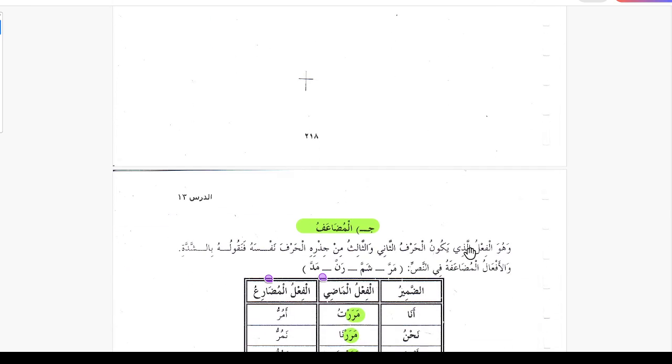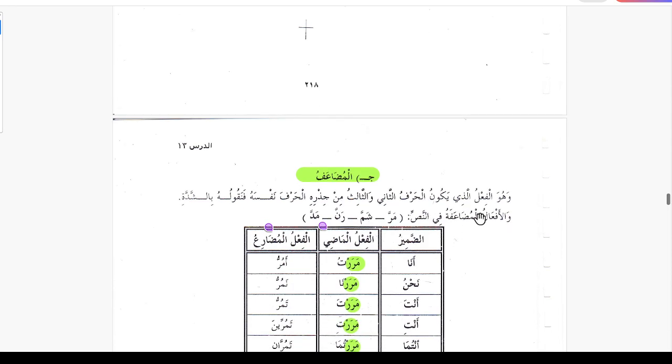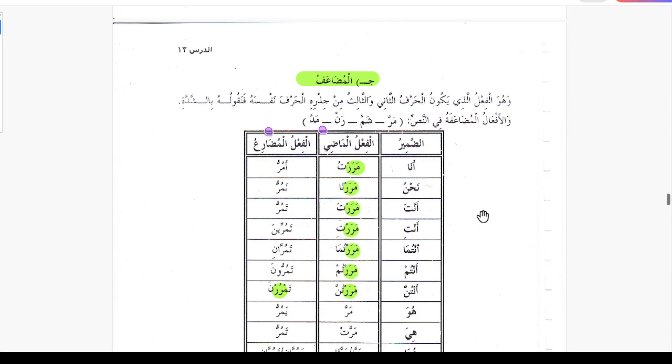So we studied the two forms of the correct verbs, and this is the third one which has a doubling. Al-mudaf huwa fi'lul lazi yakunu al-harfu sani salis min jizrihi harf nafsahu fanaqulu bishadda. So in this group, the second and the third root is the same, like marra, shamma, ranna, madda.